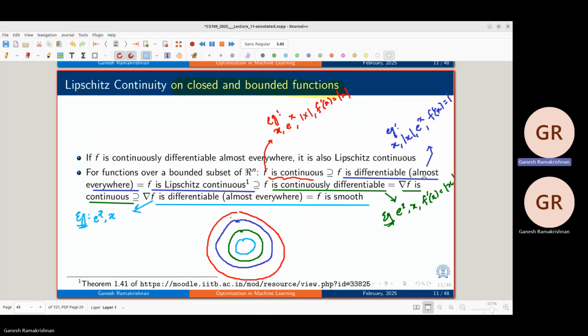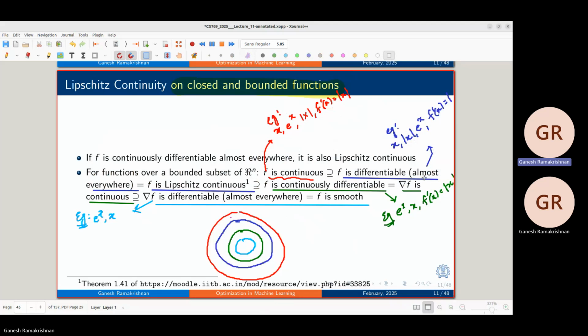But f dash x itself, if it's the absolute value of x, as I wrote here, then we don't have a problem. If f is such that f dash x is absolute value of x, f is already continuously differentiable because f dash x, which is absolute value of x, is continuous. So the green part has shrunk a bit. Now it turns out that f being continuously differentiable is like saying that the gradient of f is continuous. That is the green set.